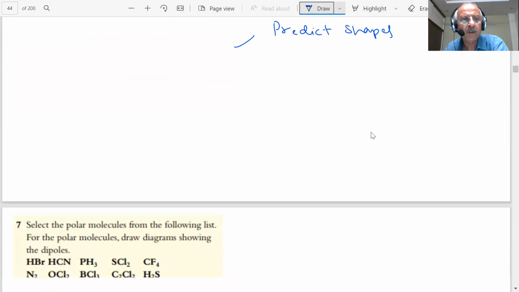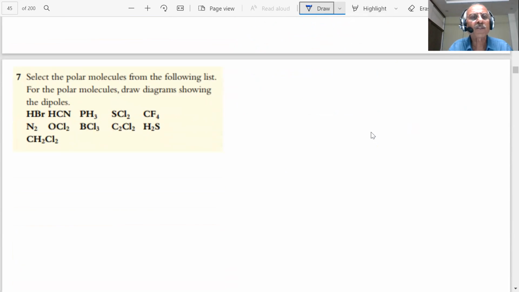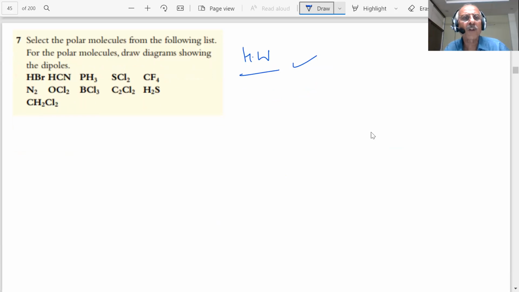You will be able to do it. And here we are saying the question, select the polar molecules, homework. Next time we will see how much you have done. Note down. If you know the shapes, then you can answer the question. If you do not know the shape, then you cannot answer the question. We know how to draw the shapes of these molecules.